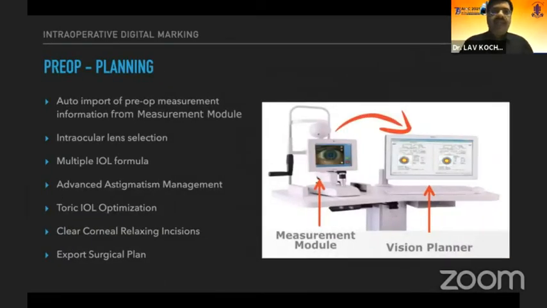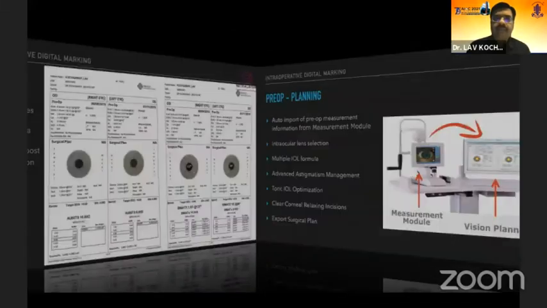Now comes the planning. So when we plan, we select the intraocular lens, and various IOL formulas are available in the machine. So all the formulas we can test. Then astigmatism management, toric IOL implantation, even planning related to clear corneal relaxing incisions is done, and the plan is exported.